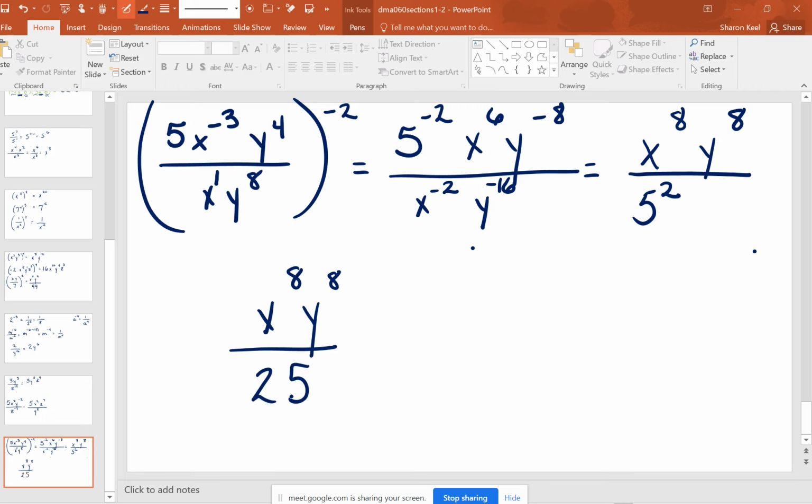And that is all of our first 2 sections. And when we meet again, we will move into polynomials.